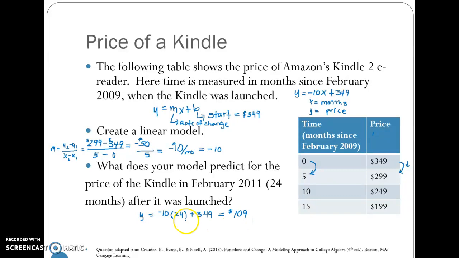Now, this trend does not continue forever, because if we took this trend the whole way up to today in 2019, we would be multiplying here by like 240 months, and the Kindle would have a negative price. So at some point the trend stopped. But as long as that trend was continuing, we can predict the price.